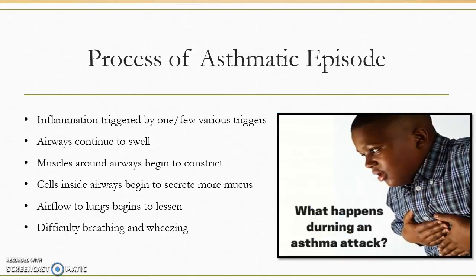The process of an asthmatic episode is as follows. It begins with inflammation triggered by one or a few various triggers. Airways continue to swell. Muscles around airways begin to constrict. Cells inside airways begin to secrete more mucus. Airflow to lungs begins to lessen. Difficulty breathing and wheezing.